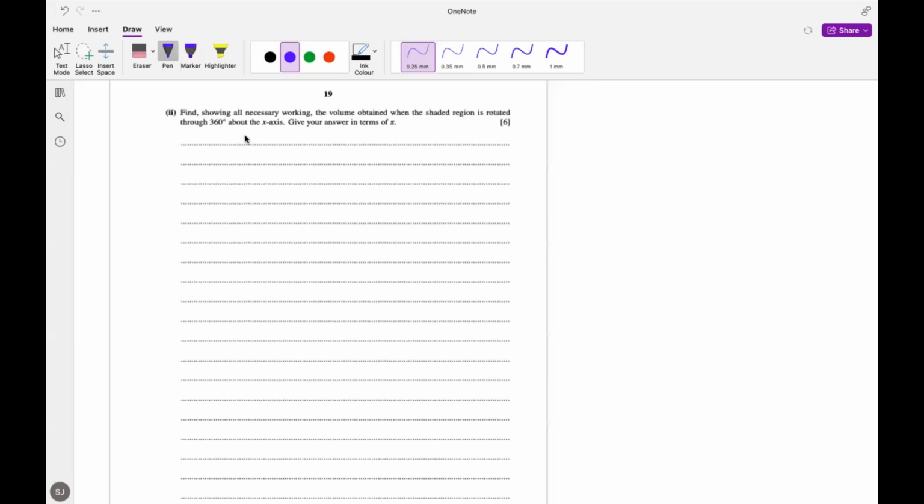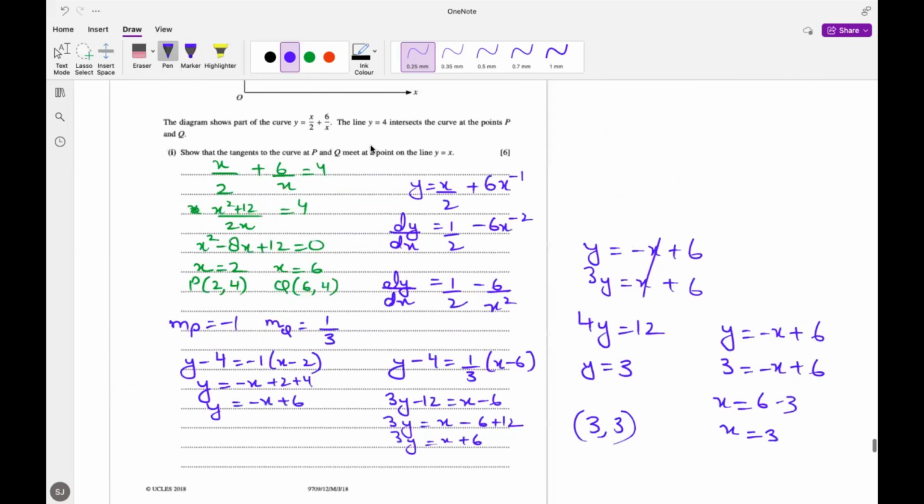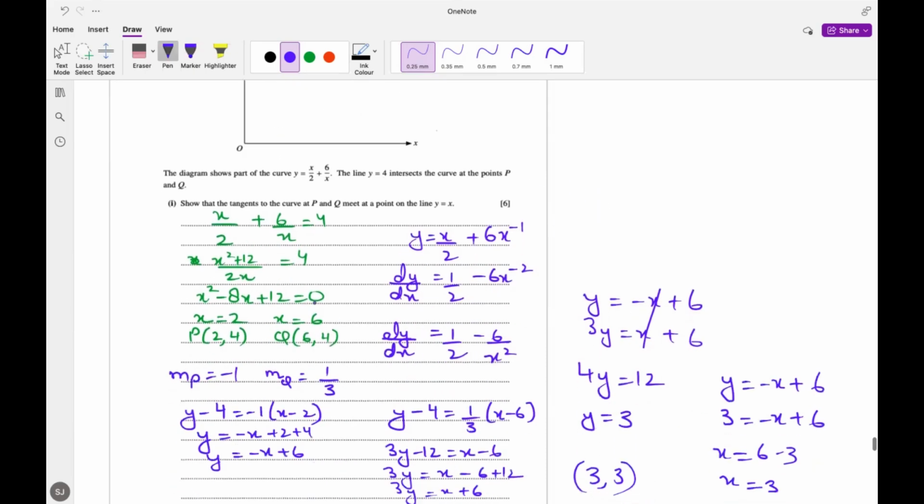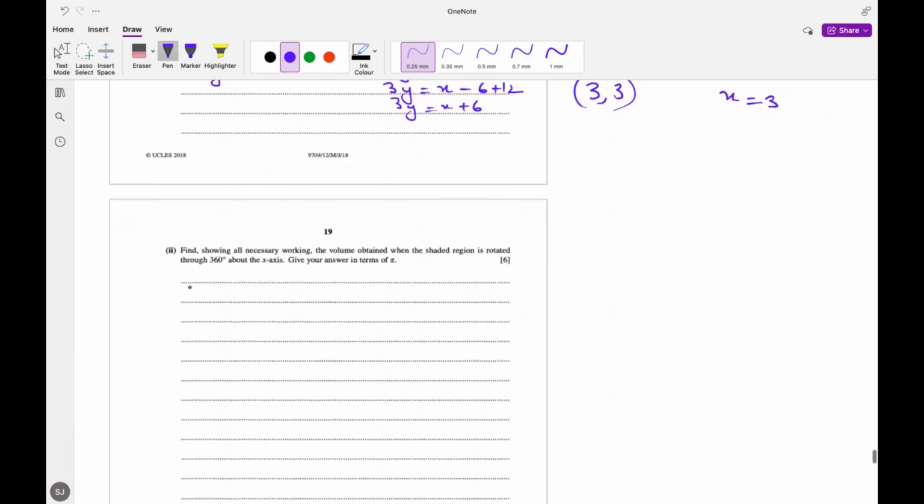In part 2, we have to find the volume obtained when the shaded region is rotated through 360 degrees about the x-axis. We have to give our answer in terms of pi. Now to find the volume of the shaded region, first we'll find the volume under the line, then we'll find the volume under the curve, and then subtract the two volumes. We know that the limits will be 6 as the x value of Q was 6, and 2 as the x value of P was 2.